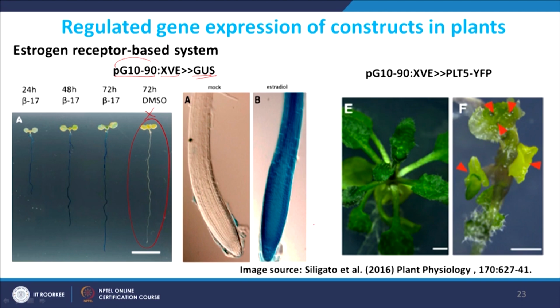This is the enlarged view of the root. You can see under mock treated condition there is no expression, but when you induce with estradiol there is very high expression. You can see here the functional significance. XVE has been cloned under the G1090 promoter, and PLETHORA 5, which is one of the AP2 domain containing transcription factors in Arabidopsis, has been cloned downstream of the LexA binding site. When you do not induce, your plant is normal, but when you induce with estradiol, you can see a lot of developmental defects, which are a consequence of overexpression of PLETHORA 5.